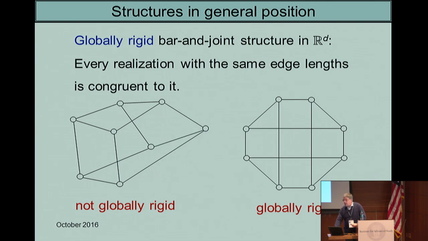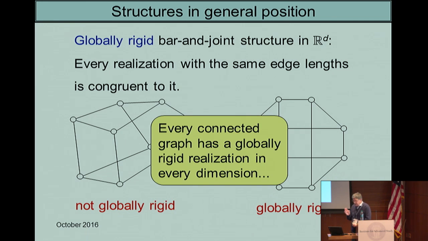This one? The right one is globally rigid. It's not generic. There are parallel edges, I mean, it's what you think. So there are two rectangles and so on. So this is globally rigid, but not generic. This is generic, but not globally rigid.